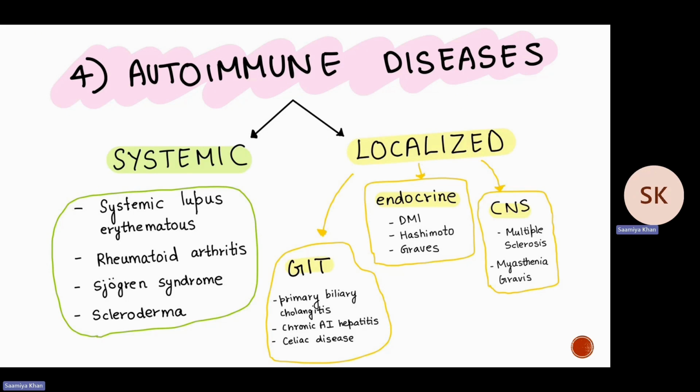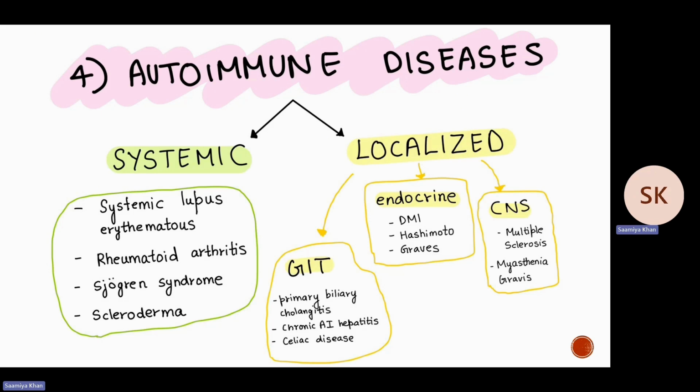And in localized, you can divide it organ system wise, which is CNS, the GIT, and the endocrine. In the GIT, you have your primary biliary cholangitis, chronic autoimmune hepatitis, celiac disease. Endocrine, we have diabetes mellitus 1, Hashimoto's disease, Graves' disease. In CNS, you have multiple sclerosis and myasthenia gravis.